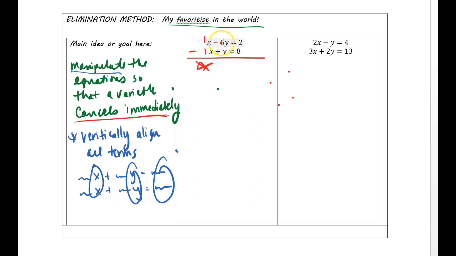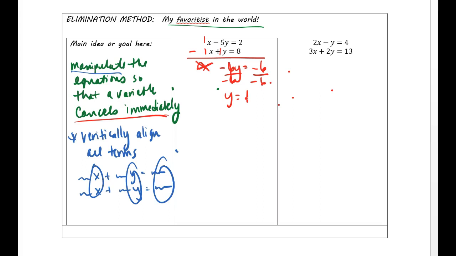So what is negative 5y minus 1y? Well, that would be a negative 6y. And then what is 2 minus 8? 2 minus 8 is negative 6. So this cleans up really fast, because how do I get that y by itself? Well, I just divide by negative 6. And so y is equal to 1. See how much faster that was than what we were doing on substitution?